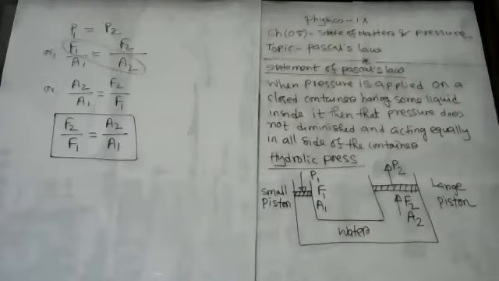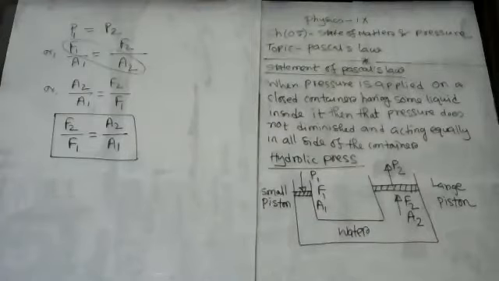F2 is the obtained force in the large piston. F1 is the applied force in the small piston. A2 is the area of cross section for the large piston, and A1 is the area of cross section for the small piston. So here A1 is the area in the case of which one? In the case of the small piston.